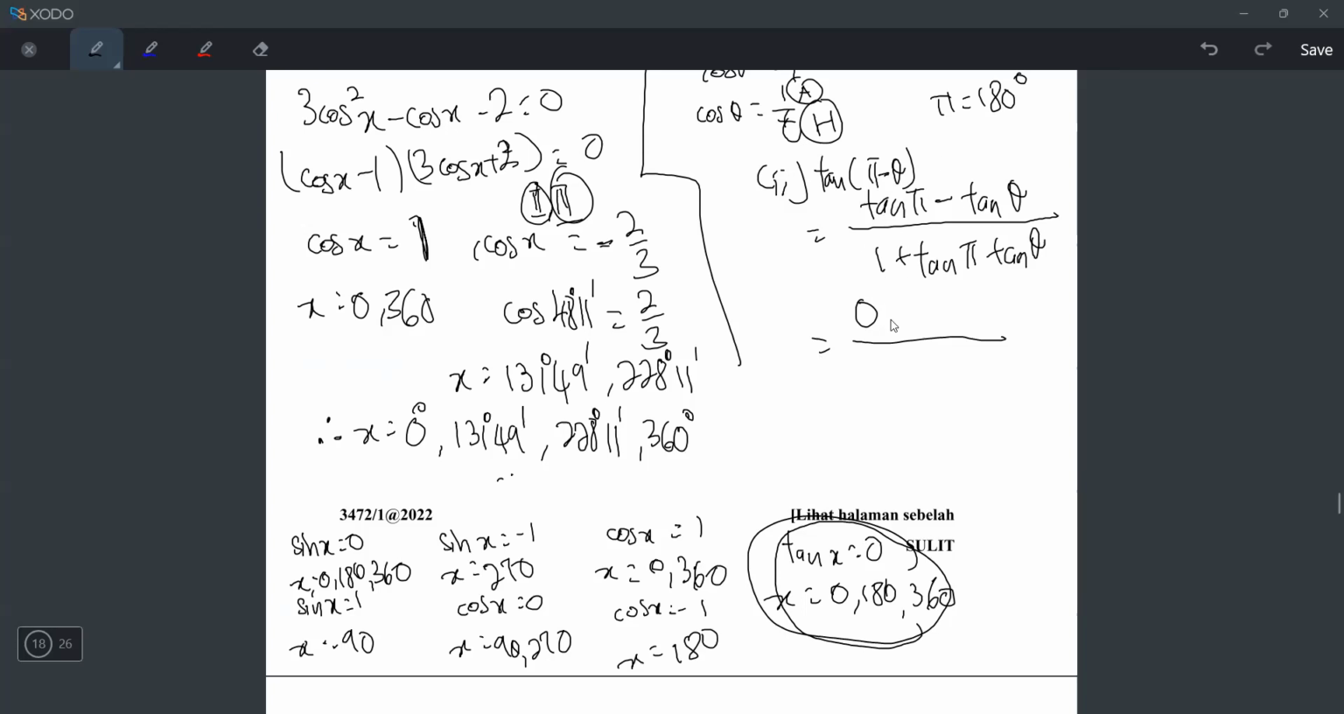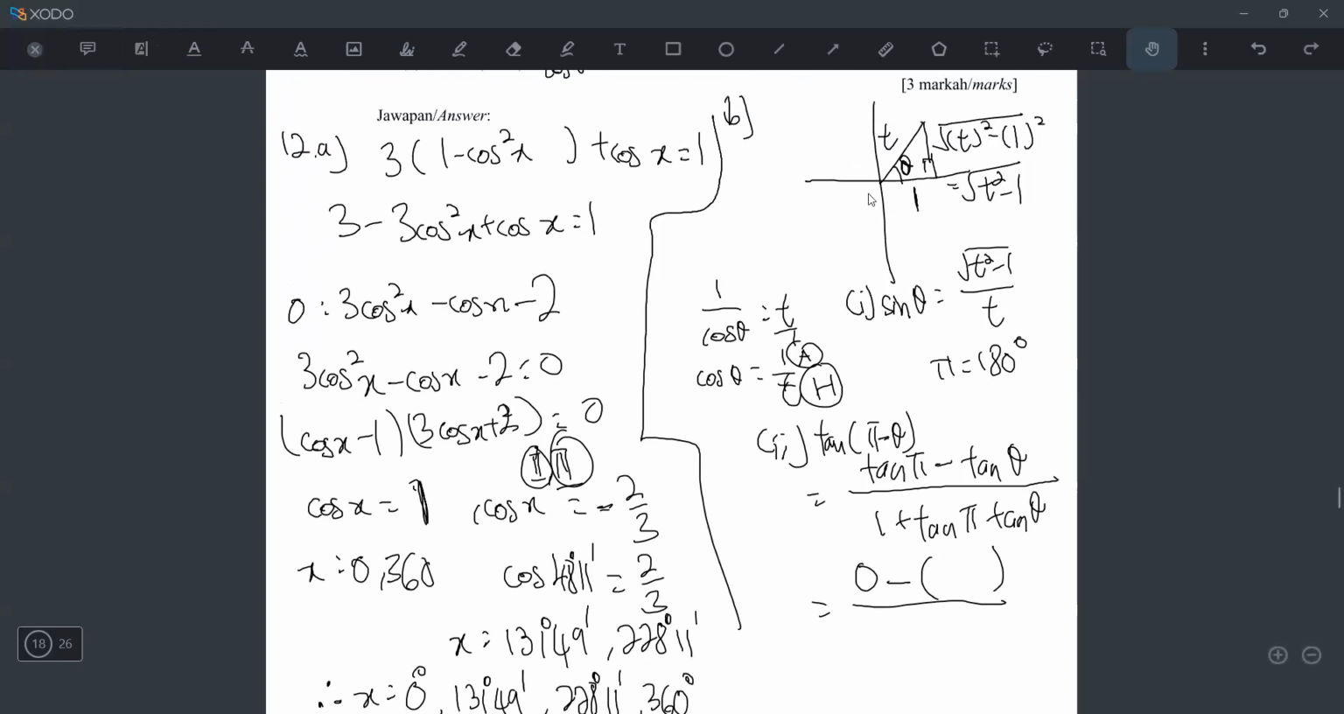Okay, so 0 minus what? Tangent theta. This one you can look from the diagram. That's why the diagram is very important. So what's the tangent formula? Opposite over adjacent. The opposite is square root t square minus 1. And then the adjacent is what? The adjacent is 1. But over 1 no need to write. Okay, so done already.